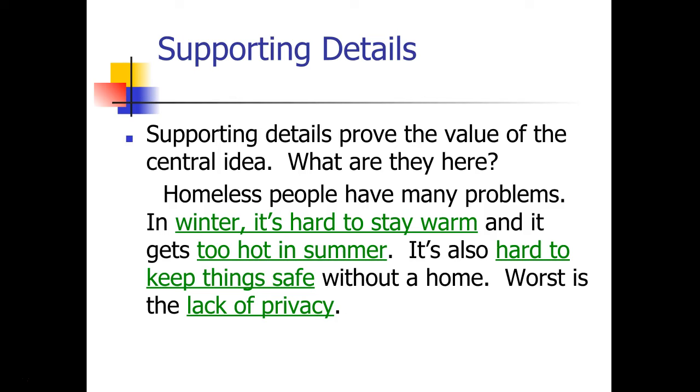If we were to take each of these out of the paragraph, it's not talking about how it's hard to stay warm in the winter or that it gets too hot in the summer. It's not talking about how hard it is to keep things safe or the lack of privacy. These are simply examples of the many problems homeless people have to face. So that's why this is our central idea and these are merely supporting details.